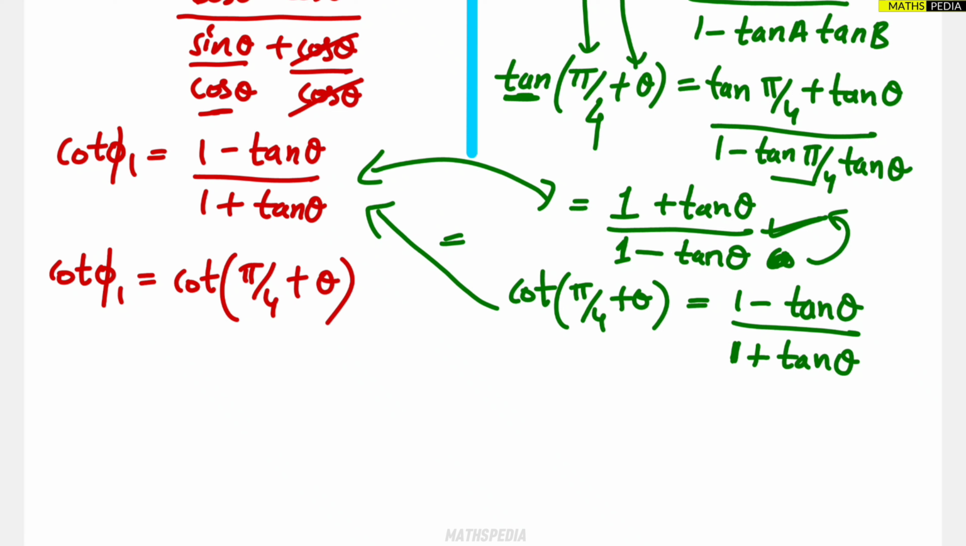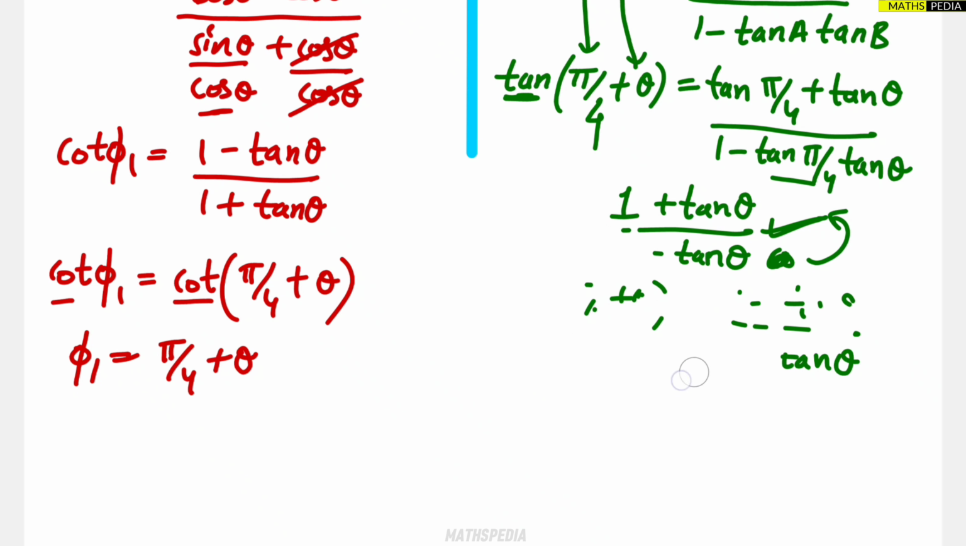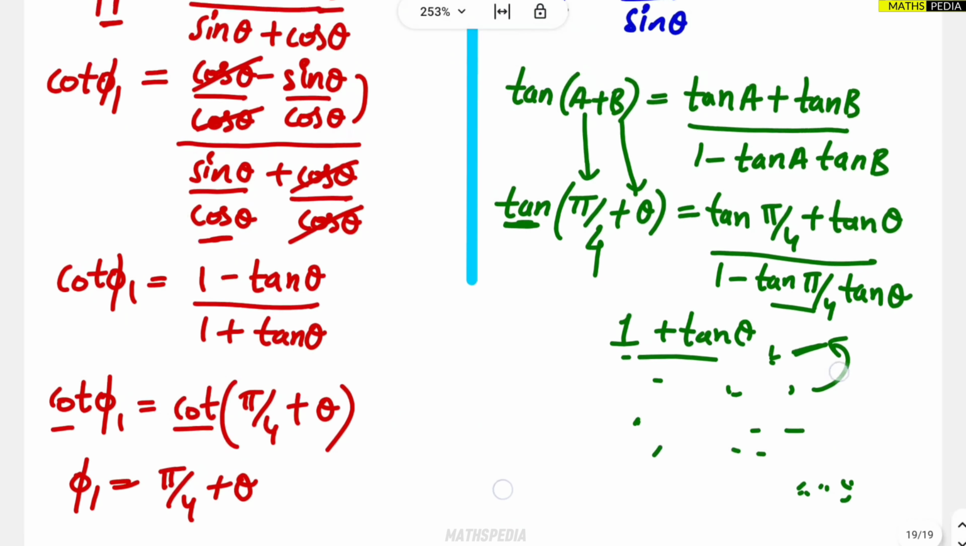Simple way. Now cot and cot is gone. So what is phi 1 value? Pi by 4 plus theta. This is how we have to do. This I am doing just for the first curve. Okay, let us go for the second curve also. Just note down this part.